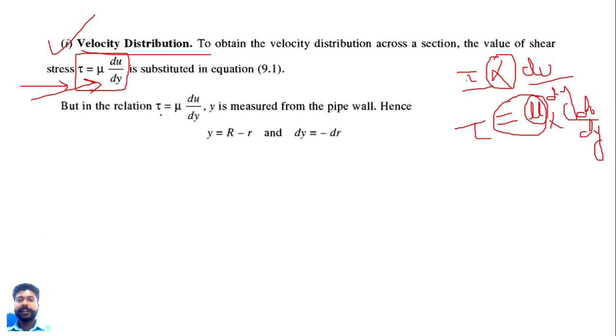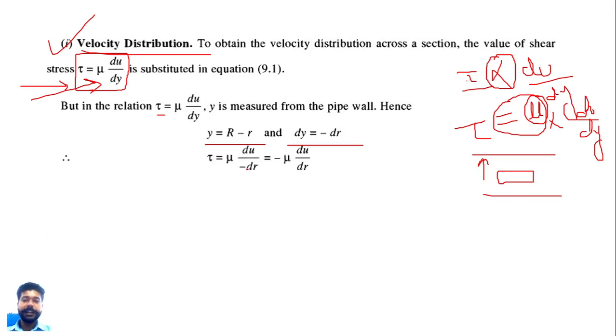As we know the relation tau equals mu du upon dy, where y is measured from the pipe wall vertically. Okay, here it is the pipe wall, here it is the elementary area. So y is measured from the pipe wall in the vertical direction, so we can write that y equals capital R minus small r and dy equals minus dr. By putting these two values in the above equation, we can write tau equals mu du upon minus dr, that equals minus mu du upon dr.